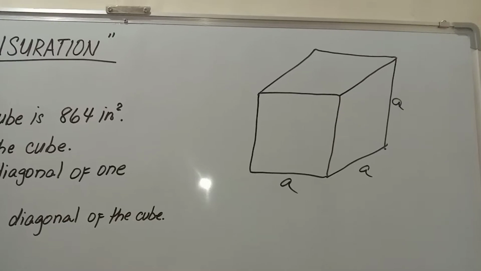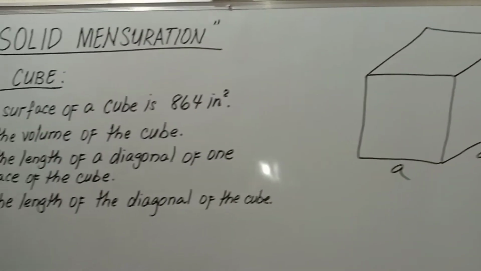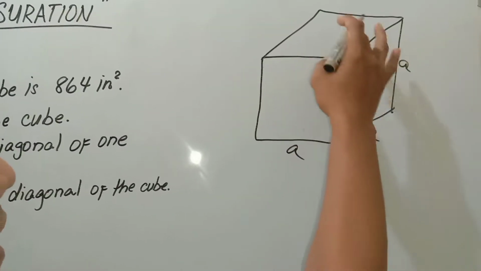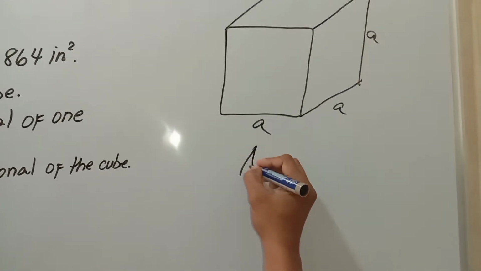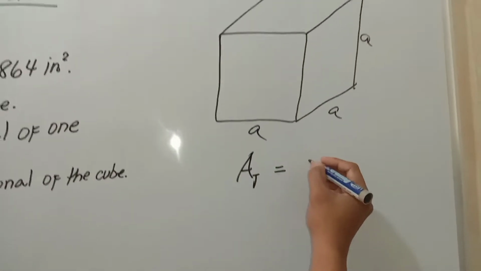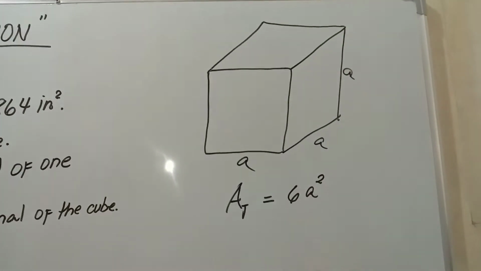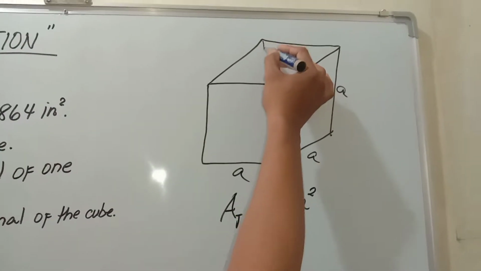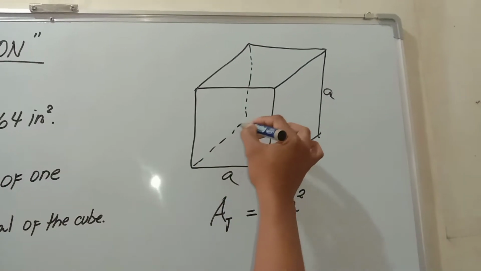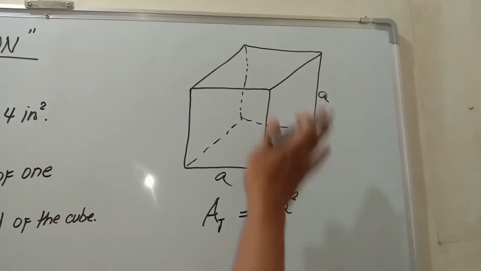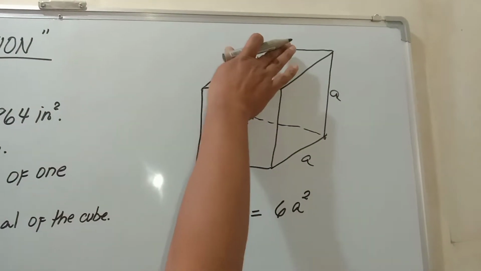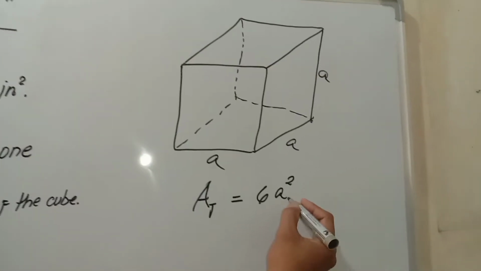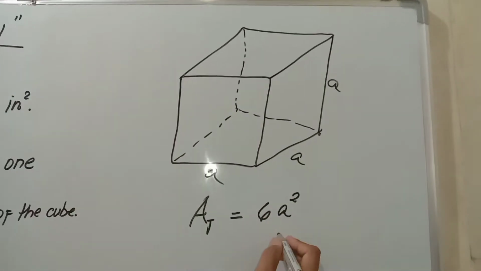So what are the properties of a cube? Our objective regarding this geometry is to find the total surface area of a cube. So the total surface area of a cube is equal to 6 times a squared, okay? A squared times the 6 means 6 sides. So how many sides in a cube? Okay, we have 6 sides, right? This one, 1, 2, 3, 4, 5, 6. Okay, so there are 6 sides. So this is the total surface area of a cube.